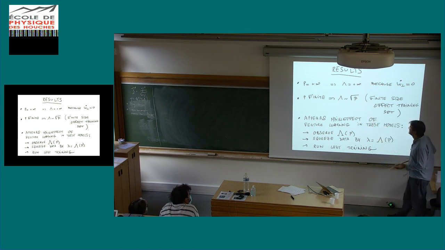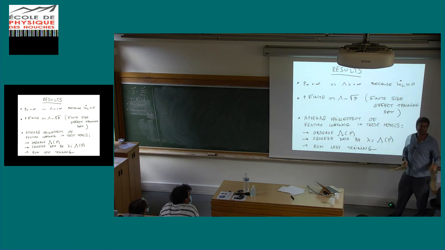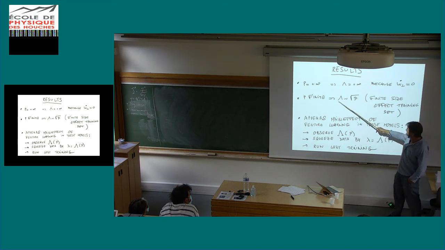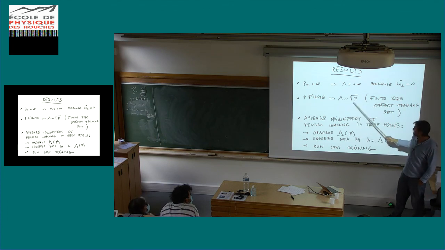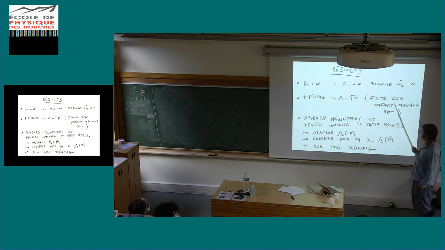By contrast, if p is finite, the gradient here is not going to be 0 because you have sampling noise. And what we find then is that this compression factor is limited by noise, and just by the usual central limit theorem, as you would expect, it goes like the square root of p. So it's a finite size effect of the training set that limits how much compression you have.